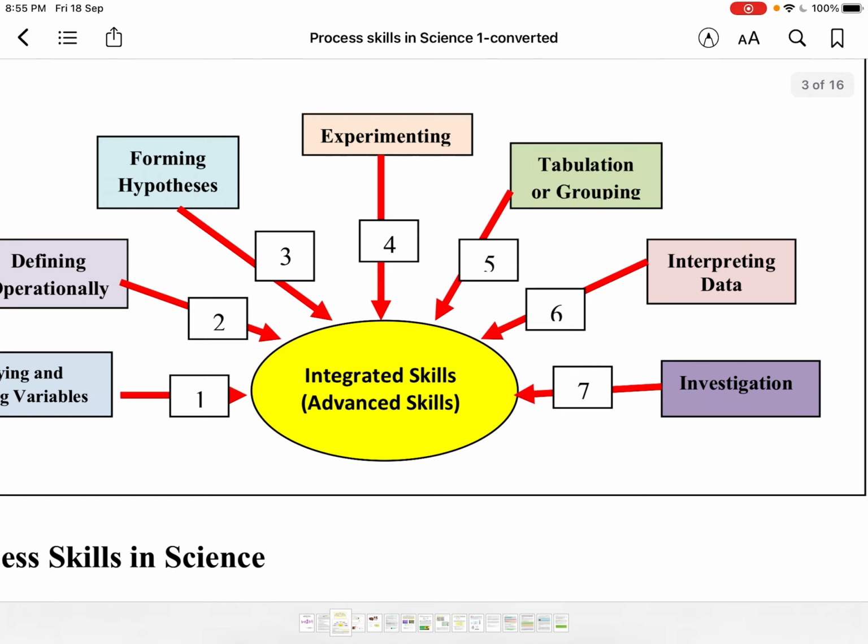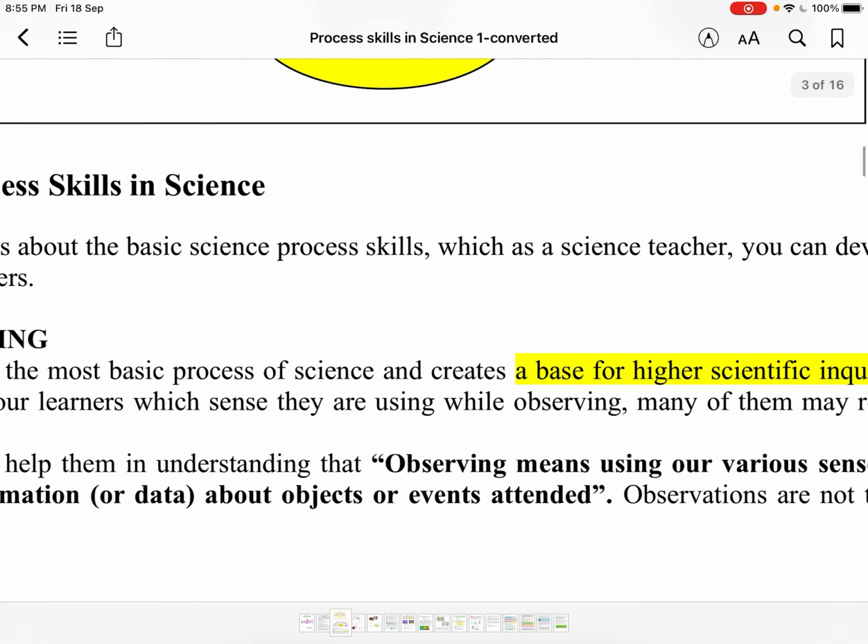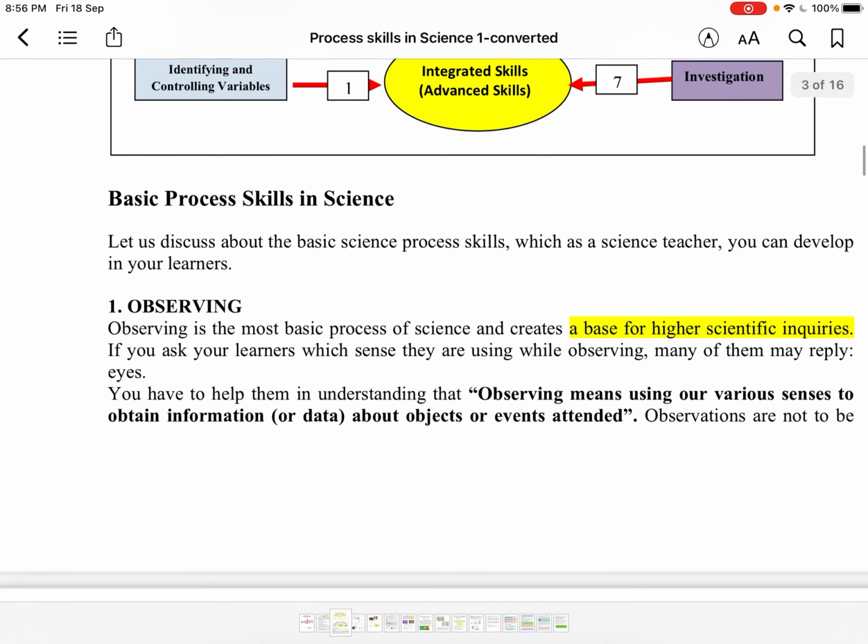Then after that, if that is interpreted, further investigation and further research can be done. So this is also a special skill which is required to be developed among every learner. This will be dealt with in the days to come. And today we'll do the basic process skills. They are also 7 in number in this particular module.